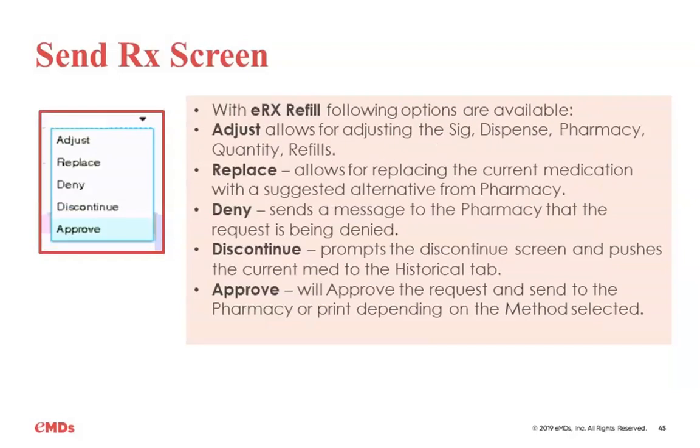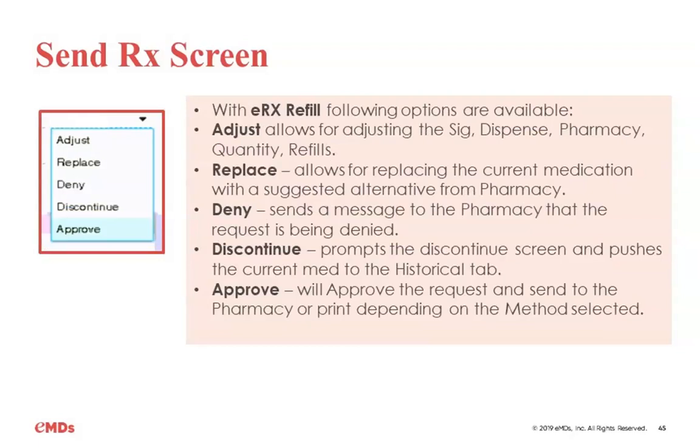And then the SendRx, if I get a response coming in from the carrier, if I get one coming in from the clearinghouse, it's going to come in, or for the pharmacy, I have different options on here. So there again, I can adjust this information that pulls in. It may need to change. I also can replace it, which allows me to replace the current medication with a suggested alternative from the pharmacy. And I have a screen to show you here.